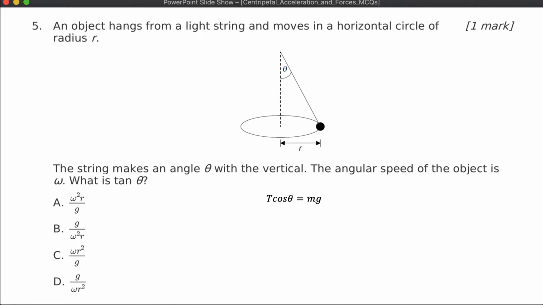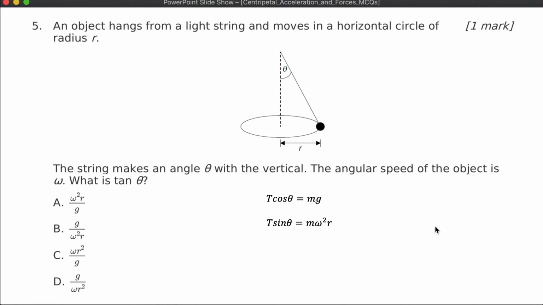The centripetal force must be provided by the horizontal component of my tension. Well, if the vertical component is cos, then the horizontal component is sine. And we can express this in multiple ways. However, because we've got an omega in all the answers here, I'm going to go for this. This is my centripetal force equation, m omega squared r.